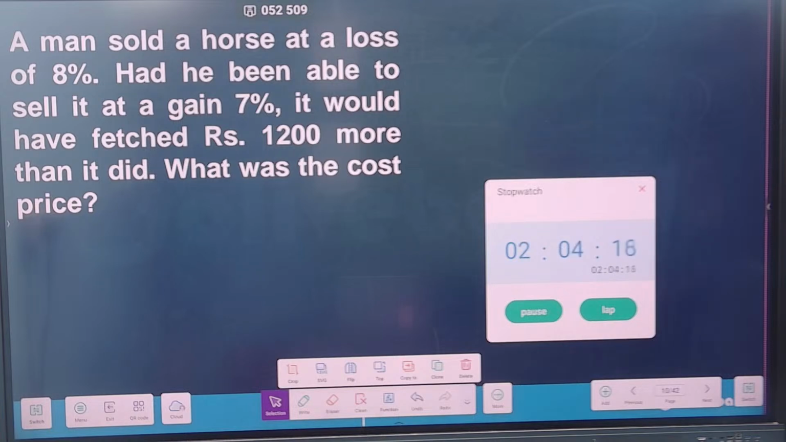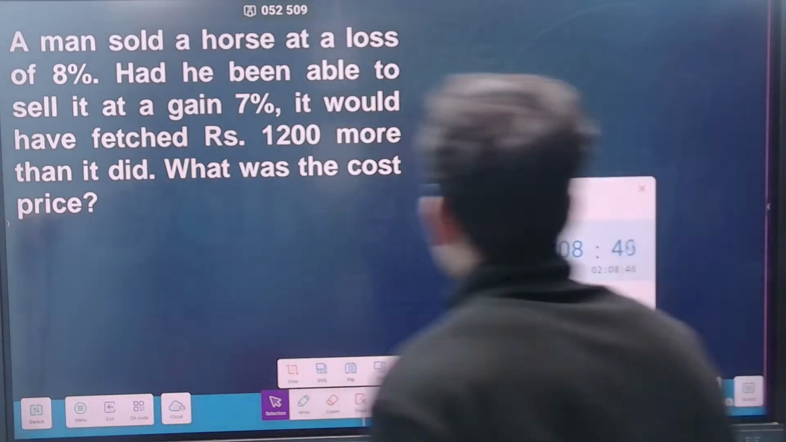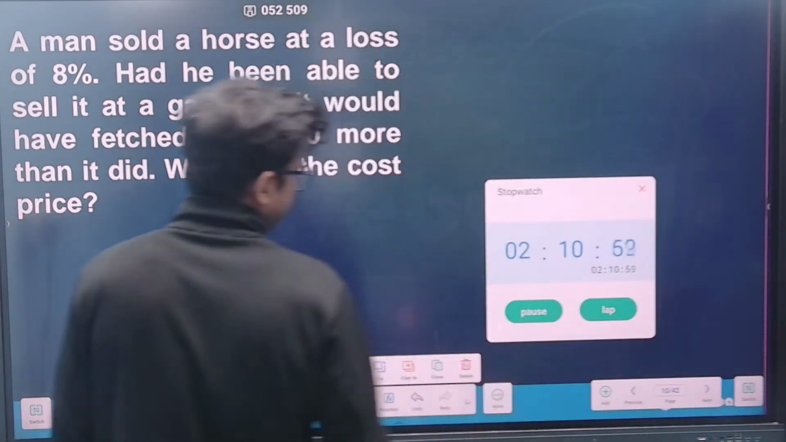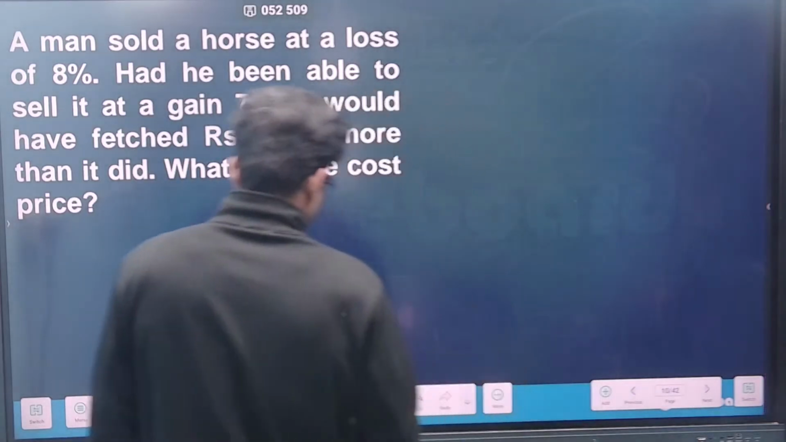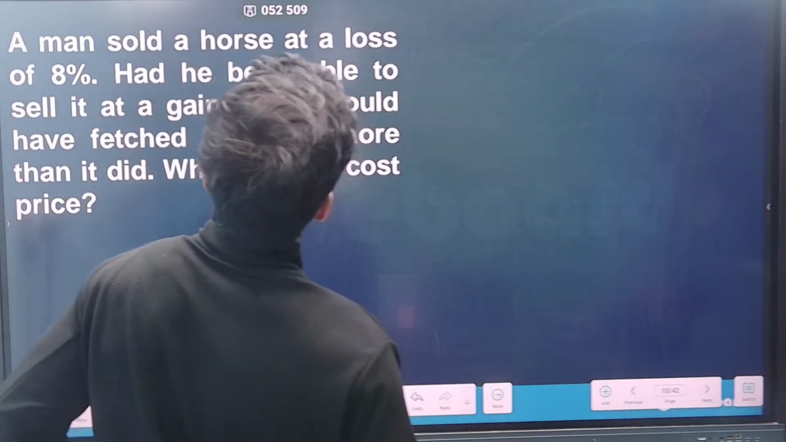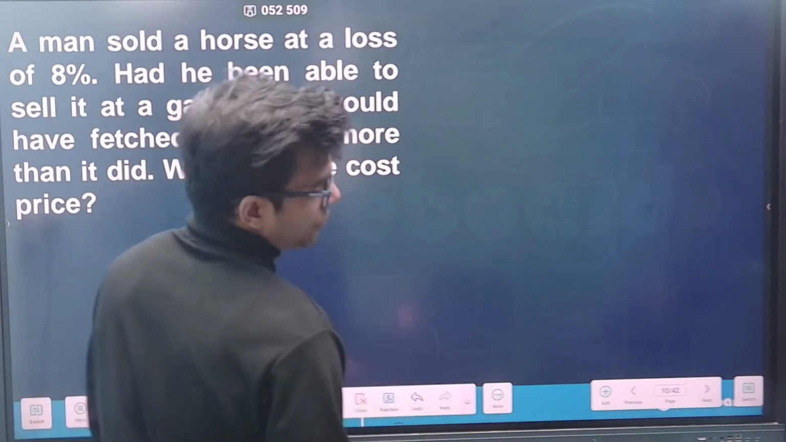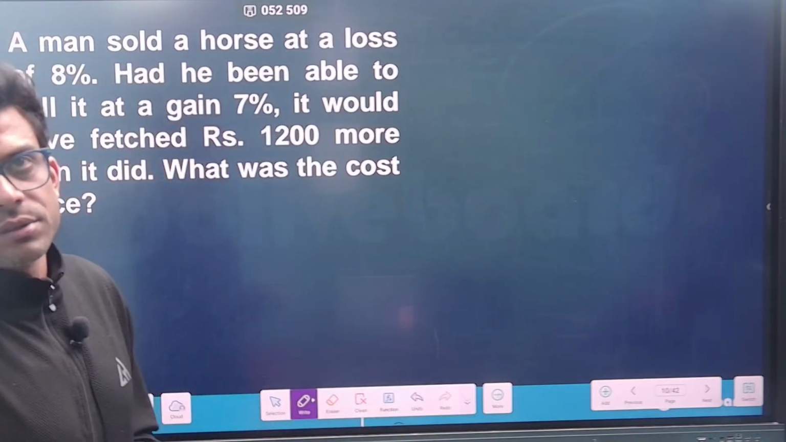I guess everyone tried. Not right now. Okay, let me try now. I've given 2 minutes of time. So let me now understand. A man sold a horse at a loss of 8%. So basically, a man is selling a horse at a loss of 8%, correct?